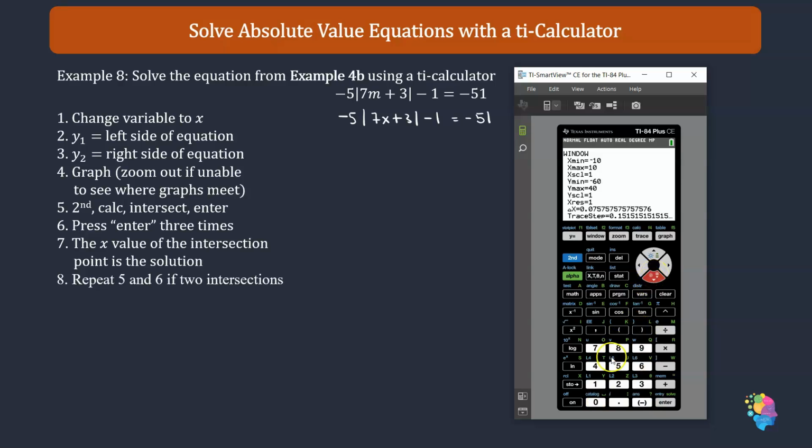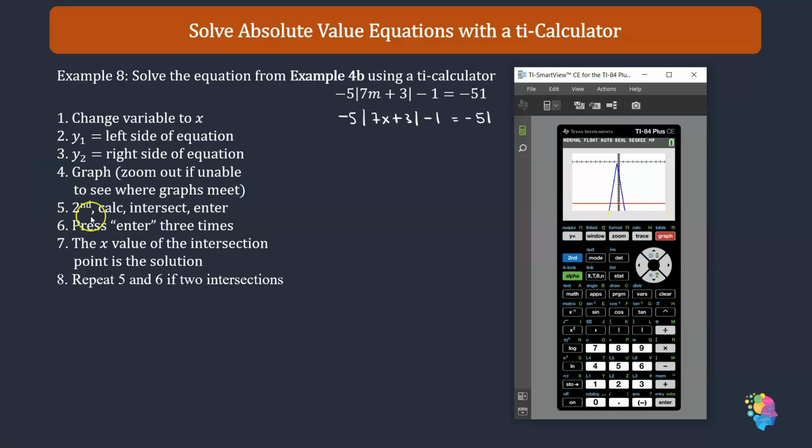And this one can go back to 10. With practice, you're going to get really good at deciding what window we want. Let's go back to the graph. Now I can see both. I can see the left side, that's the blue one, and the right side, that's the red one.